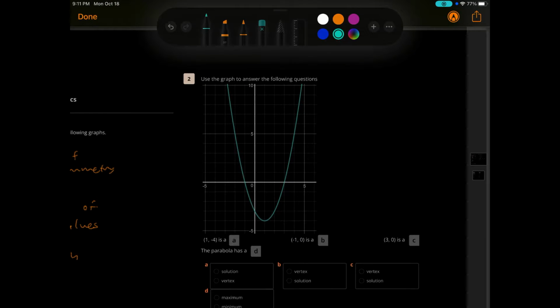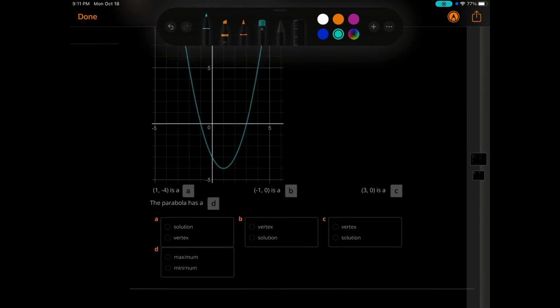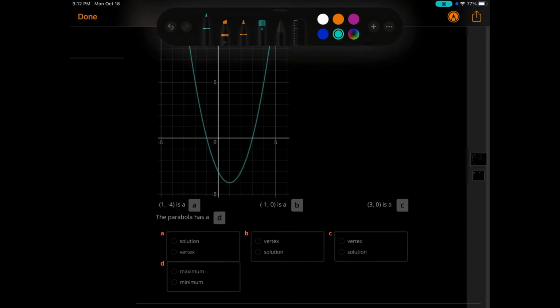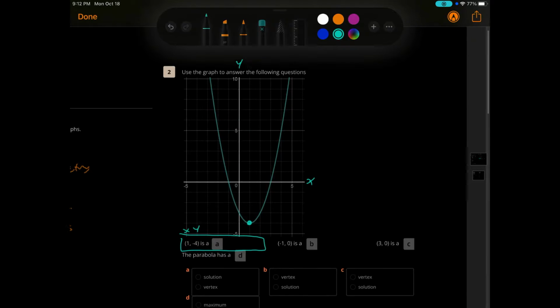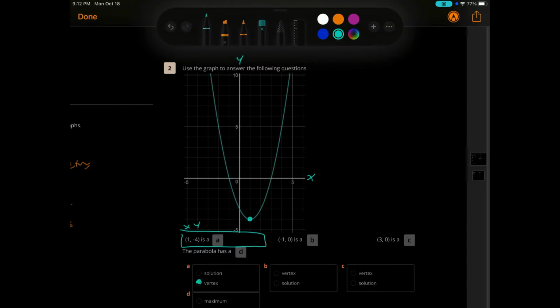Question number 2, use the graph to answer the following questions. Okay, 1, -4. So write 1 on the x-axis. And then this is the y-axis. So write 1 and then down 4. Write 1, down 4. This one is called the vertex.